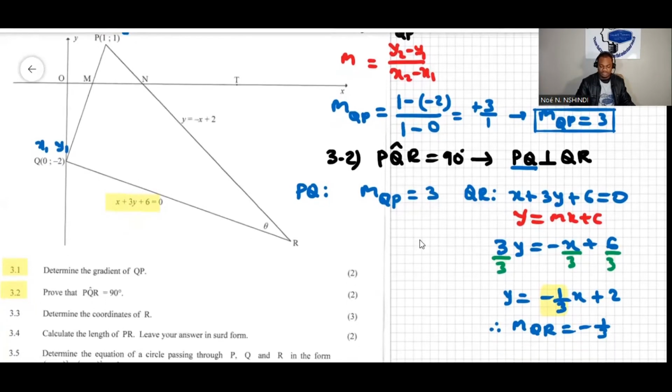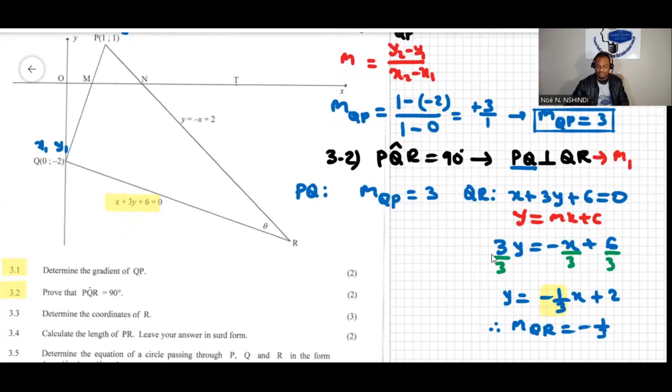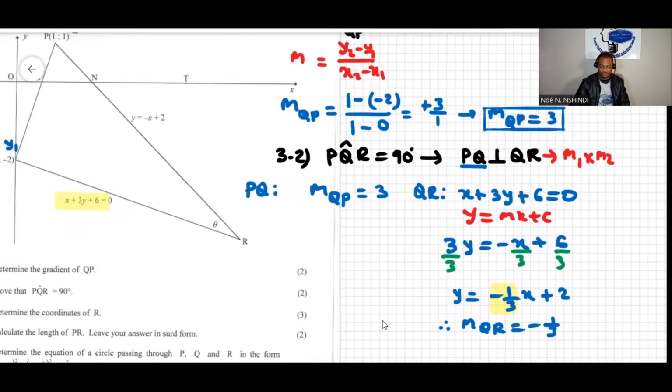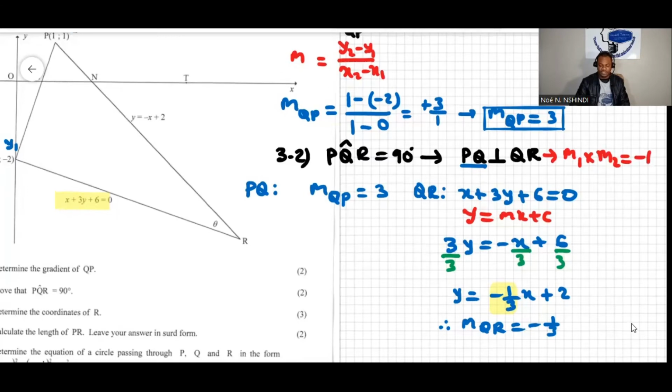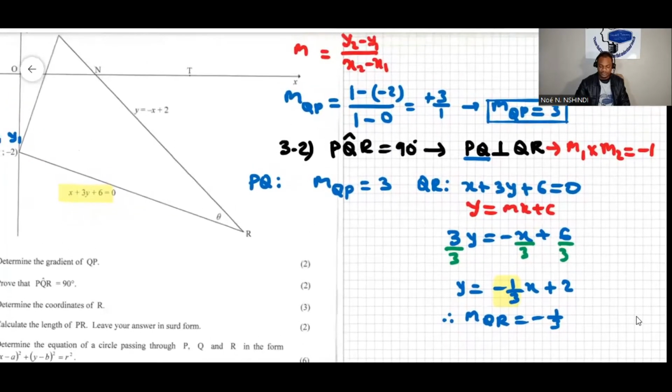I'll move my board a little bit there. So now let's see. We said that two lines are perpendicular if the product of the gradients equals negative 1. So if M1, which is MPQ, times M2, which is MQR, will be equal to negative 1. That's the condition.